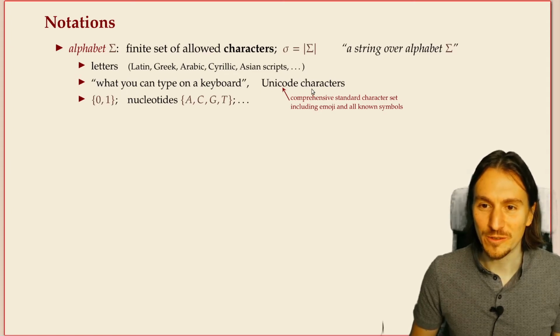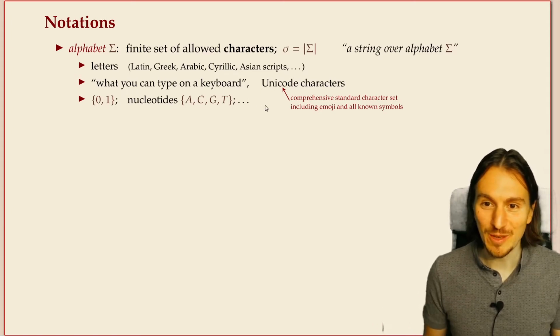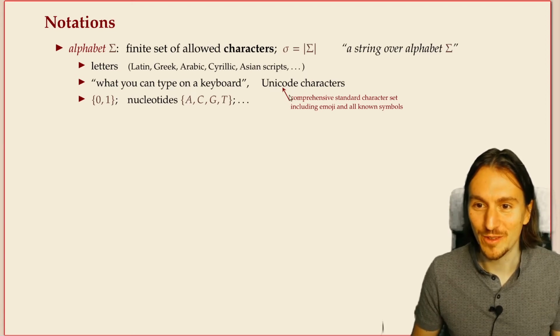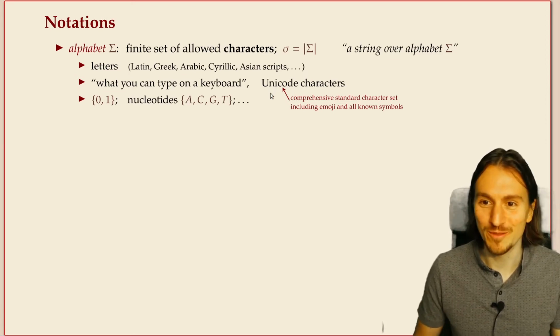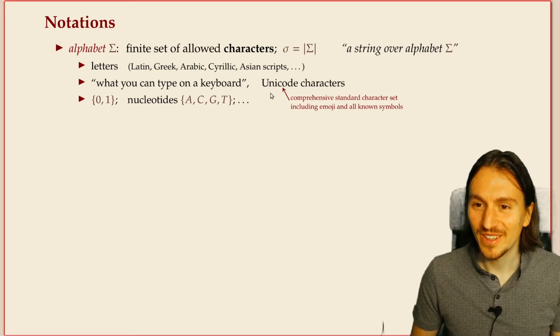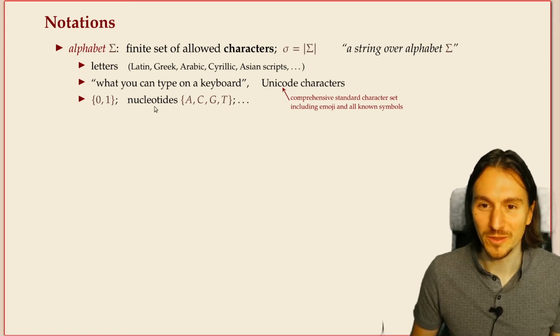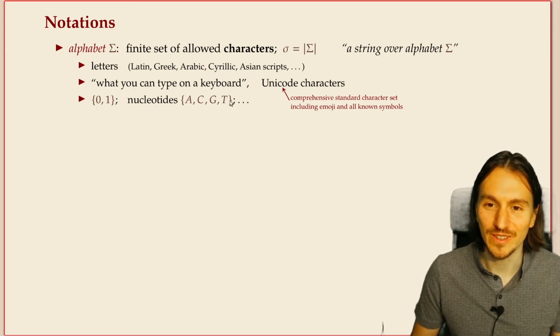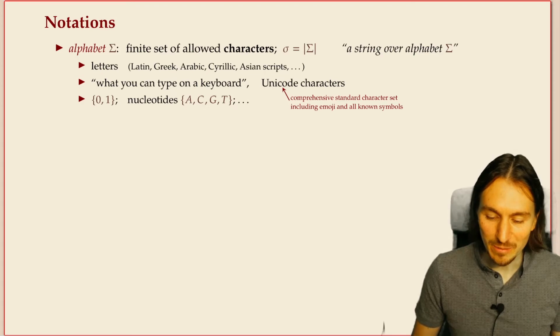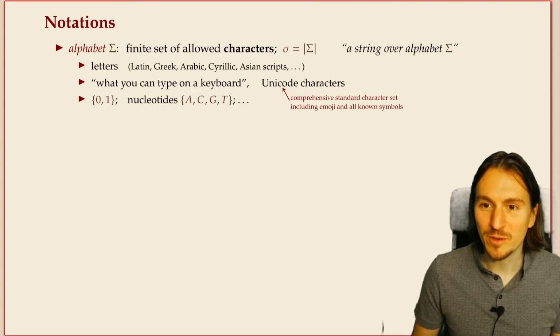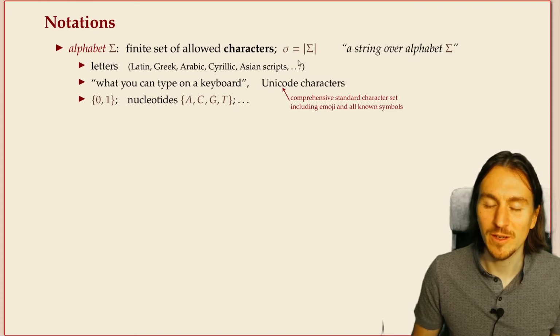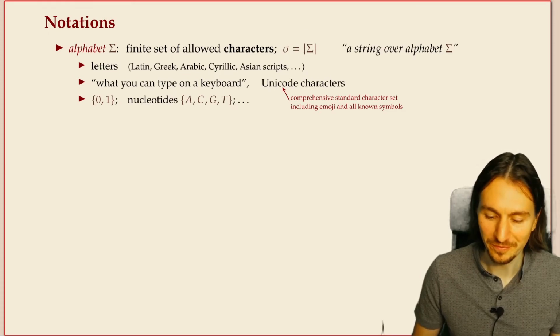It's often also generalized to whatever you can type on a keyboard, or, well, whatever you have in the Unicode standard, including all the emoji and whatever. And it could also be very much restricted to just 0, 1 or the nucleotides in a DNA sequence. That depends on the application. An important parameter will be the size of the alphabet. That sometimes plays an important role.